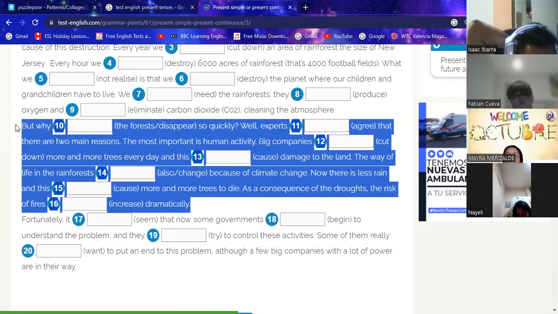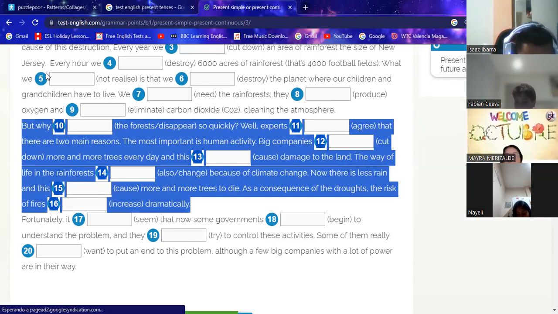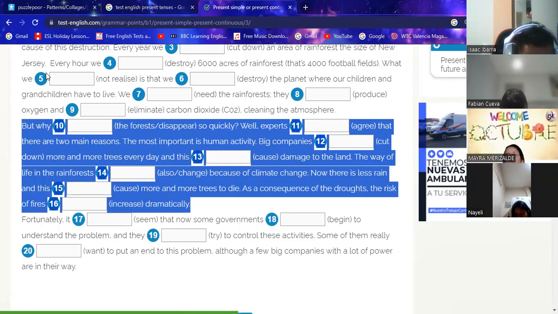As a consequence of the drought, las sequías, the risk of fires increased dramatically. Okay? Droughts means sequías. As a consequence of the droughts, como consecuencia de la sequía. Please check vocabulary in the second paragraph. Besides droughts, aparte de droughts, que es una palabra poco común. Check it, please.